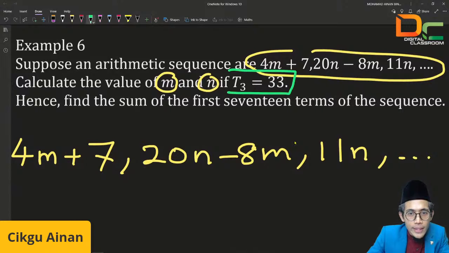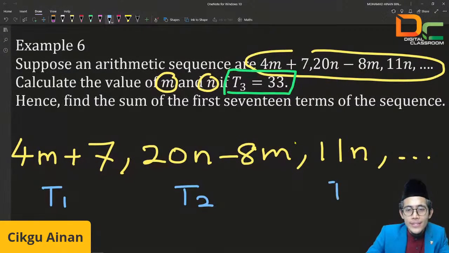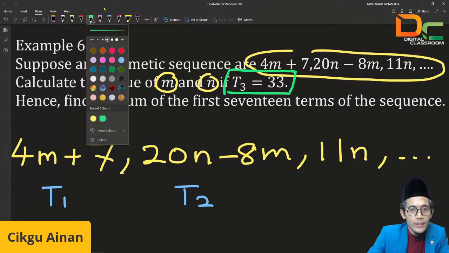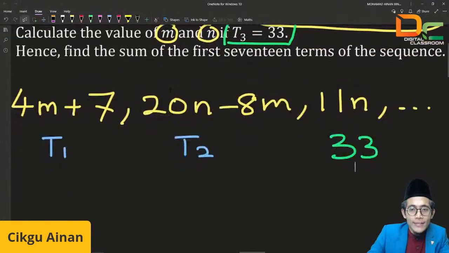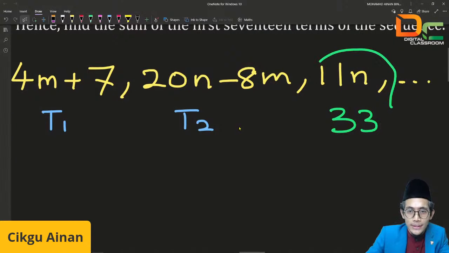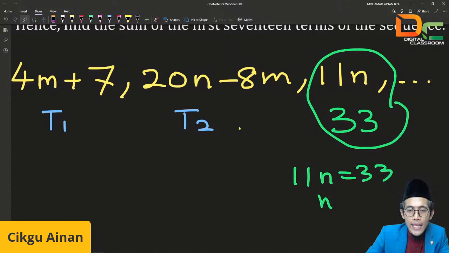Green. Okay, T3 is 33. So this is T1, this is T2, and this is T3. T3 tadi kan dah bagi the green one over there. It's 33. So we can get the value of n right away. Okay, because this is equal to each other. So 11n equals 33. N is 3. N is 3, settle.